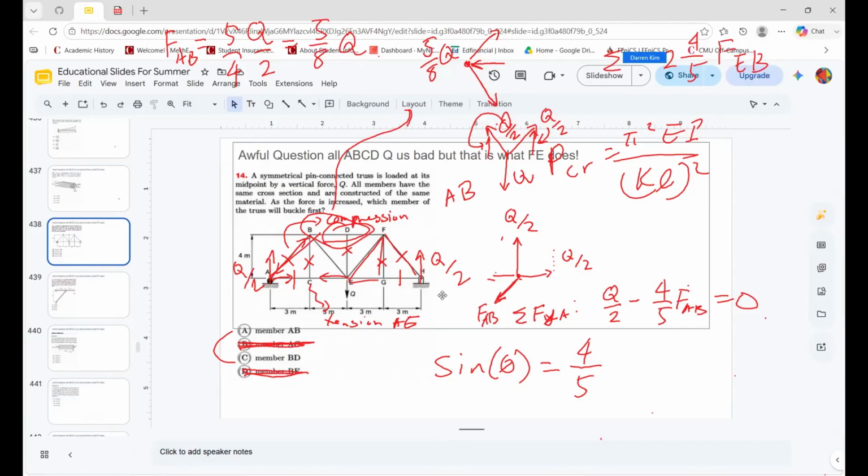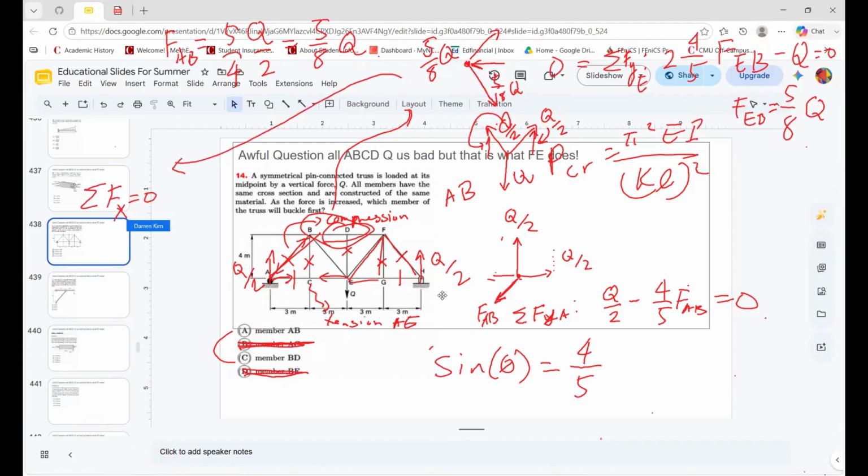This is going to be the summation of Fy at E equals 0. So this is in the positive direction, minus Q equals 0. FEB equals 5 over 8 Q. So we now know 5 over 8 Q is here. Now, basically we have to use the x direction here.